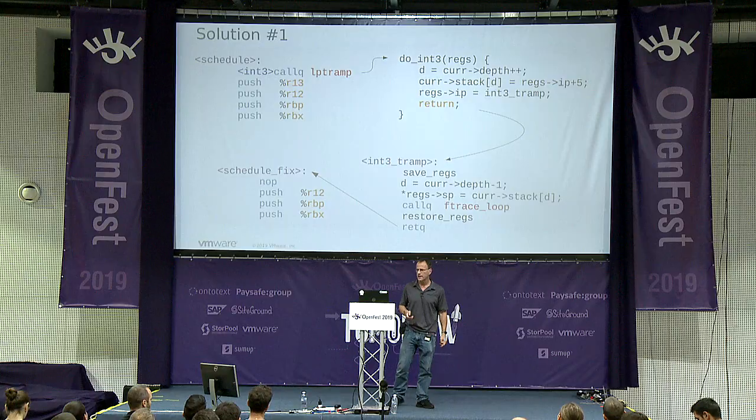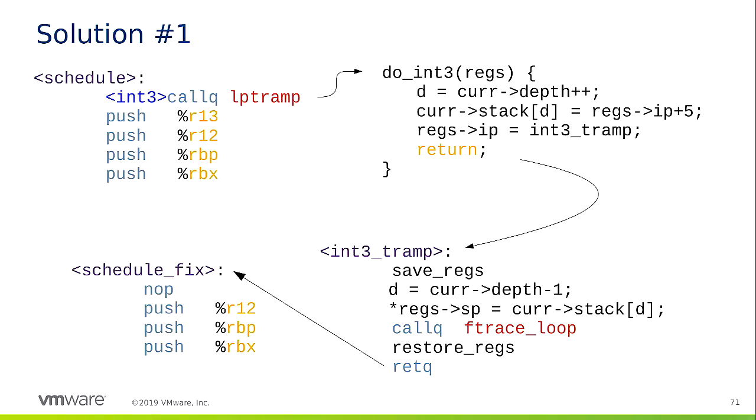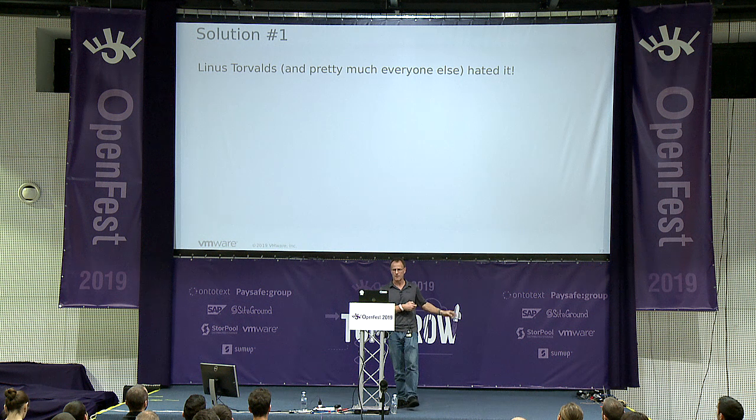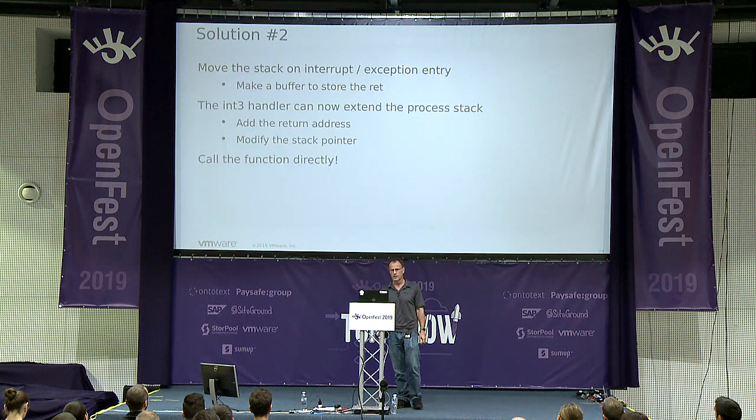But anyway, the way it would work is we return to this special trampoline that would then do some case. Don't care about this because really, Linus hated it, and so did everyone else. So we just threw that out. Forget about that one. Solution two.